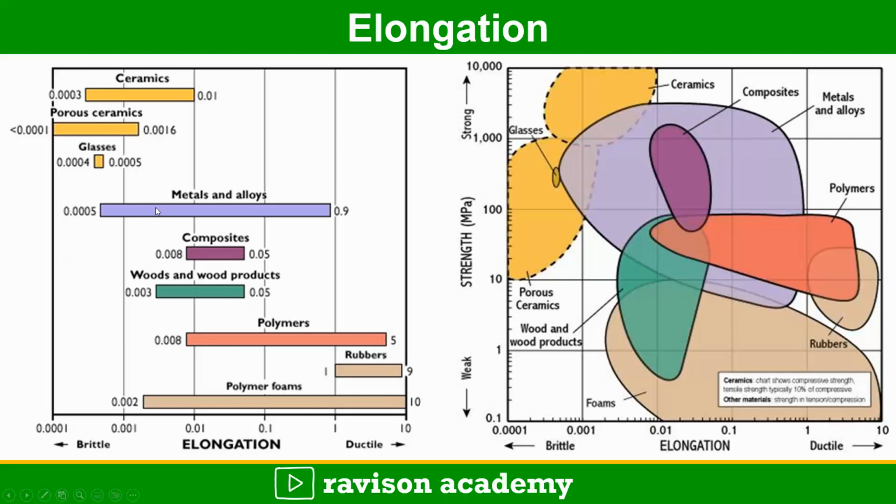This is the bubble graph showing the plot between strength and elongation. Here we can classify the different materials like rubber, polymers, metals and alloys, composites, ceramics and glasses, wood and wood products, and their variation in strength and elongation. So here we can tell rubber has more elongation, while polymers and composites stand in the middle.